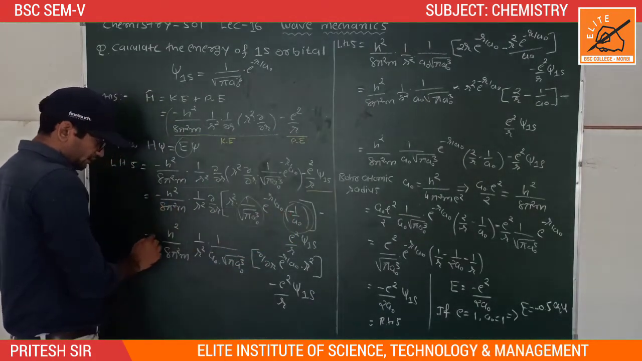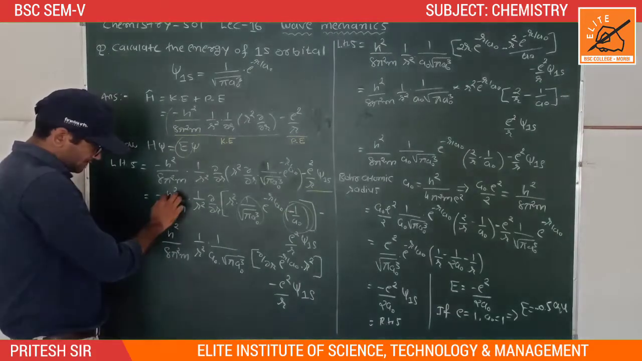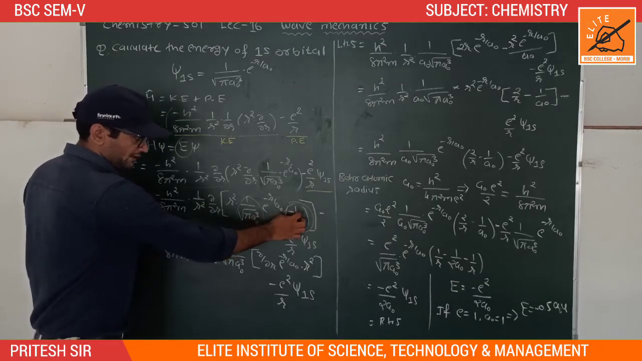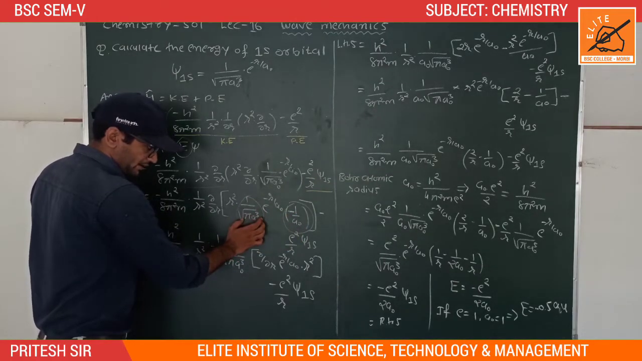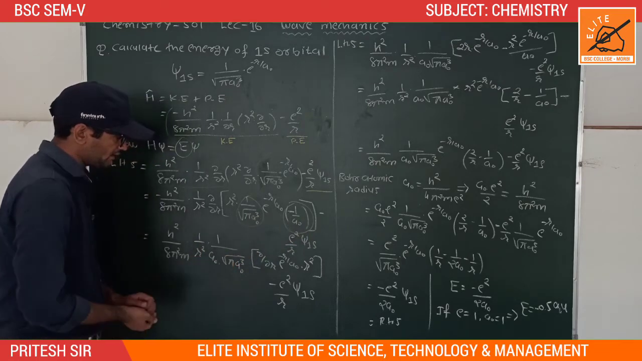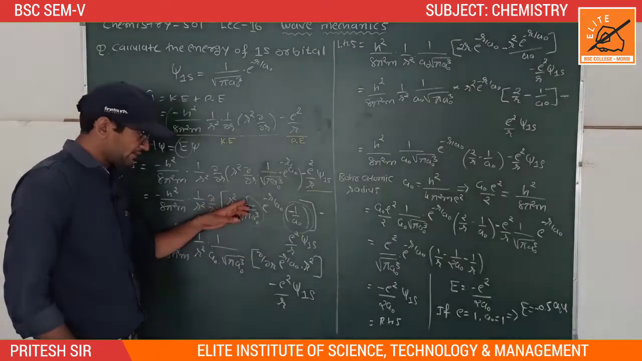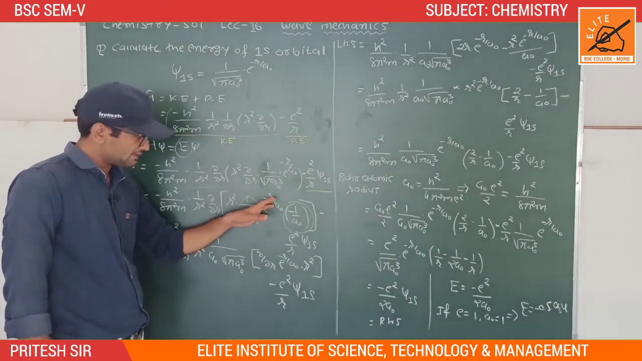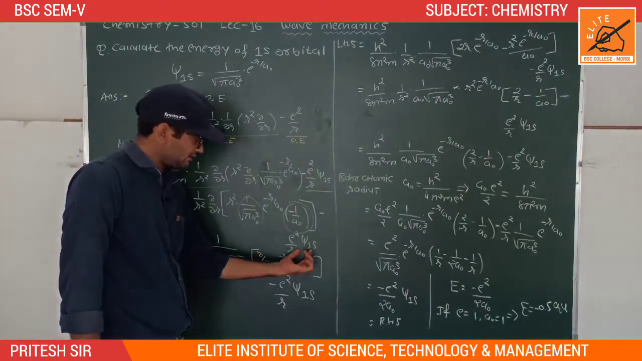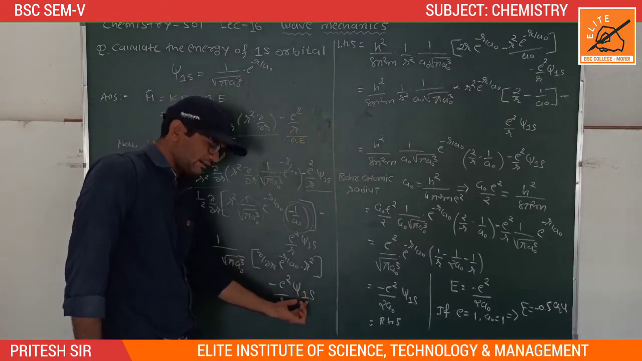Minus will become plus. Okay, so a square upon 8 pi square m, 1 upon r square into 1 upon a0 and 1 upon pi under root pi a cube, both are constant, so they go outside of the differentiation. Okay, so differentiation of r square into e to the power minus r upon a0, and minus, this is the potential energy term, so it will remain as it is.